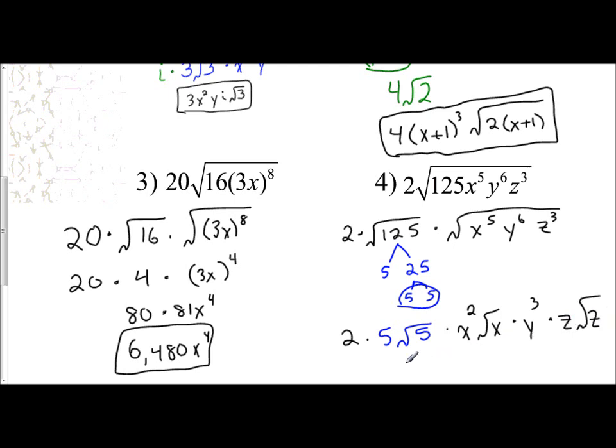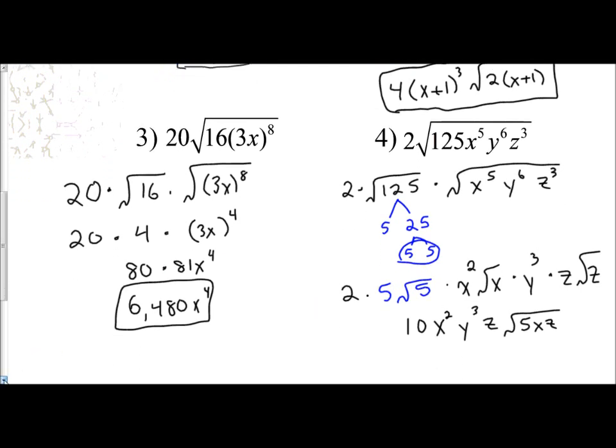So piece it all together. 2 times 5 is 10. I have an x squared, I have a y cubed, and a z. On the inside, a 5, an x, and a z. So radical 5xz. And so our final answer is 10x squared y cubed z times radical 5xz.